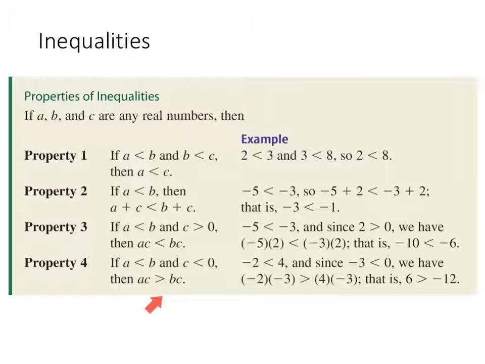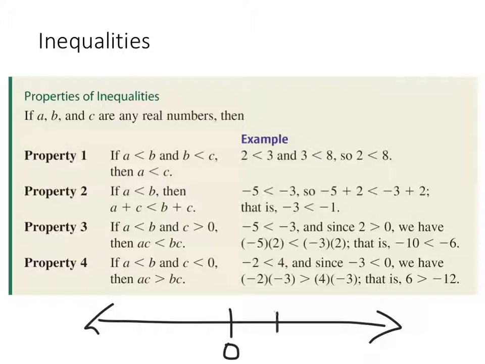What changes is when I multiply by a negative value. When I multiply by a negative value, now my inequality switches. And the reason for this all comes down to our number line. Remember, our number line has positive numbers to the right that are increasing, and negative numbers decrease to the left. Think of less than as left of.